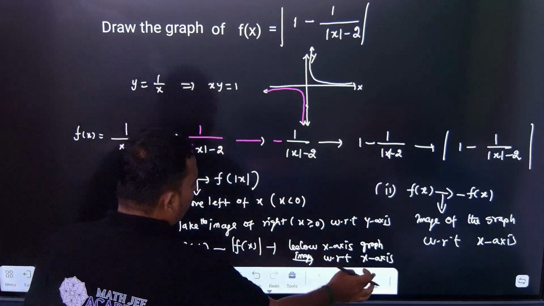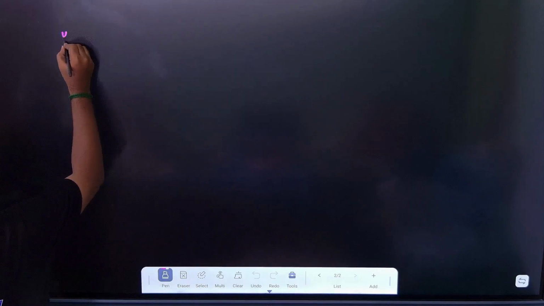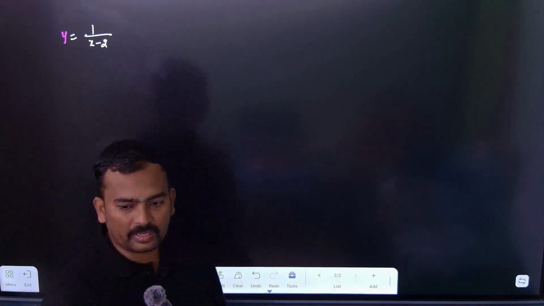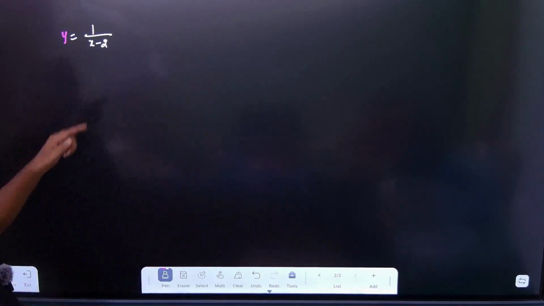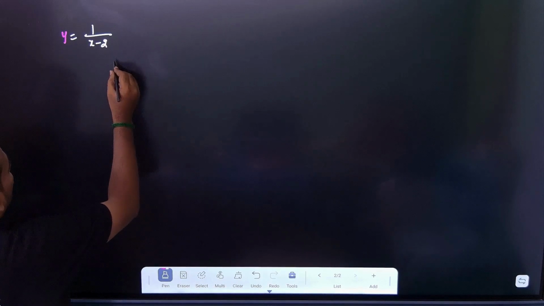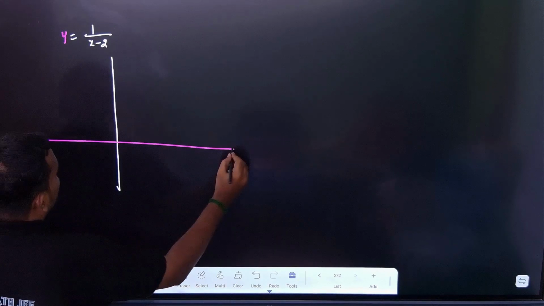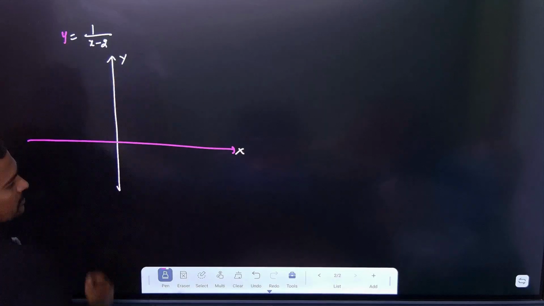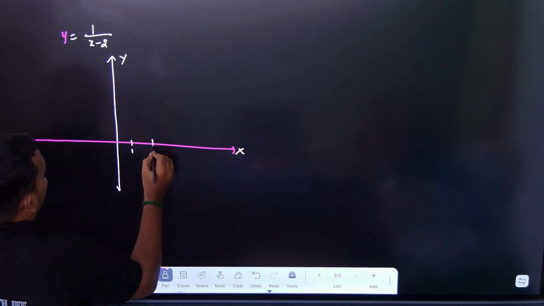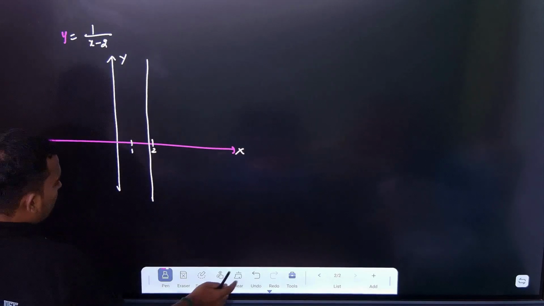Let us draw the graph of the first one, y is equal to 1 by x minus 2. At which point is this function not defined? Put x is equal to 2. So 2 minus 2 is 0, 1 by 0 is not defined, it goes to infinity, right? Okay. Therefore, first, this is the x-axis, this is the y-axis. Which point is not defined? Here 1 and 2, x is equal to 2, it is not defined, right?